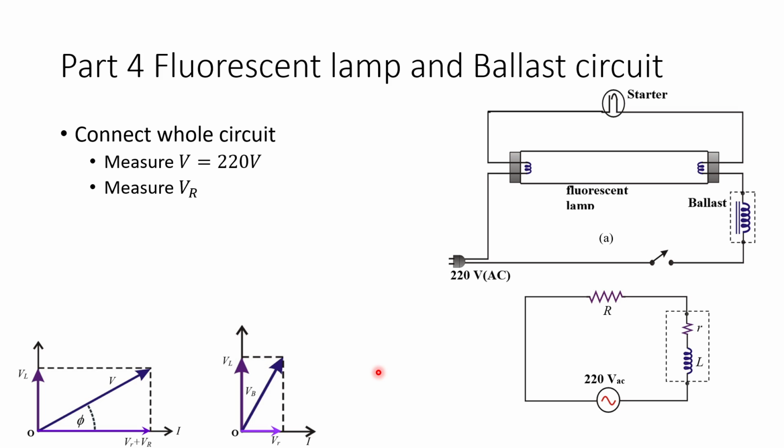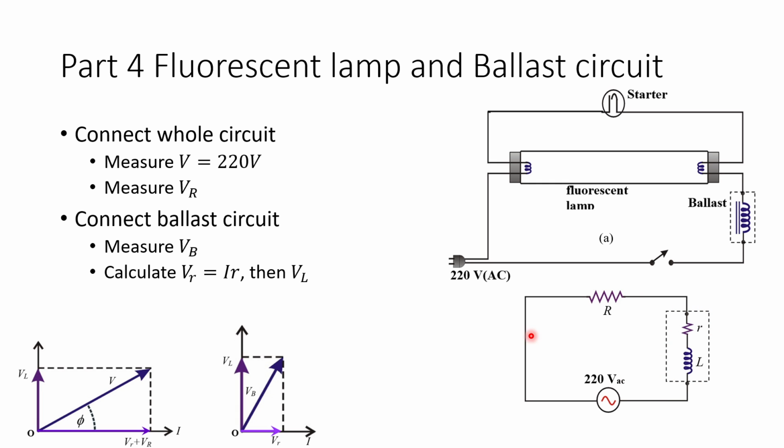So you need to disconnect the circuit and then connect the power supply onto just these two parts. Connect only the ballast circuit, and then you would have this phasor diagram on the right. Notice that the big VR is going to be gone, and also the total voltage that goes across here is what you call the V ballast. So measure the V ballast here using the voltmeter.